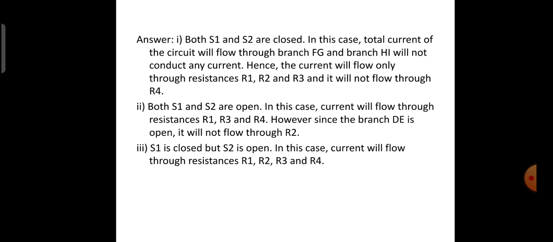Both S1 and S2 are open. When both the keys are open, in this case, the current will flow through the resistances R1, R3 and R4. However, since the branch D is open, it will not flow through R2. In the third question, S1 is closed but S2 is open. In this case, current will flow through the resistances R1, 2, 3 as well as 4.